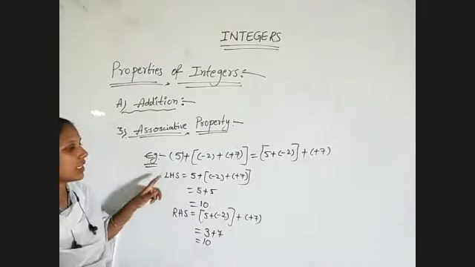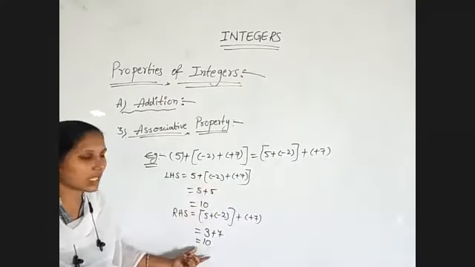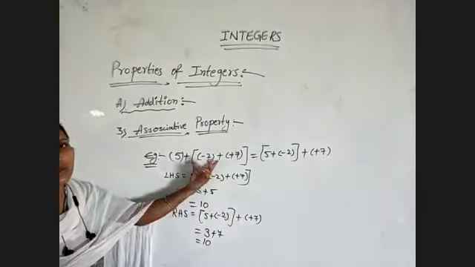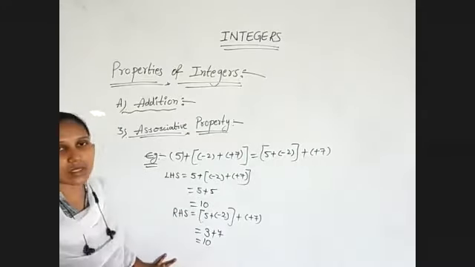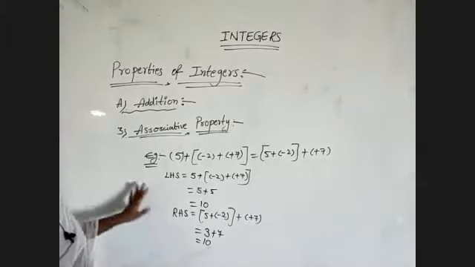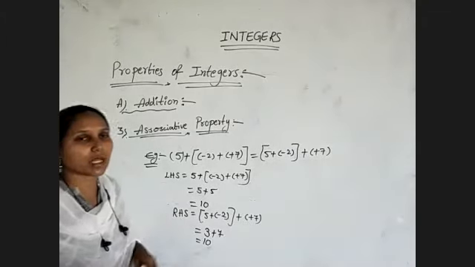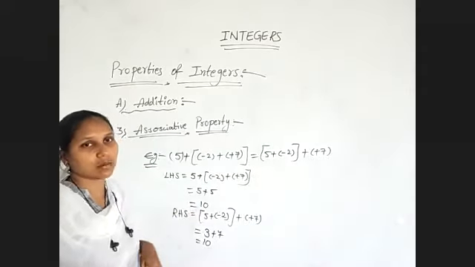Just observe, even if you change the order of integers, we are getting the same result. Because here we are using the brackets for grouping the numbers, it is called grouping property also. Remember, associative property is also same as commutative property. The only difference is commutative property is applicable for 2 numbers, whereas associative property is applicable for 3 numbers.